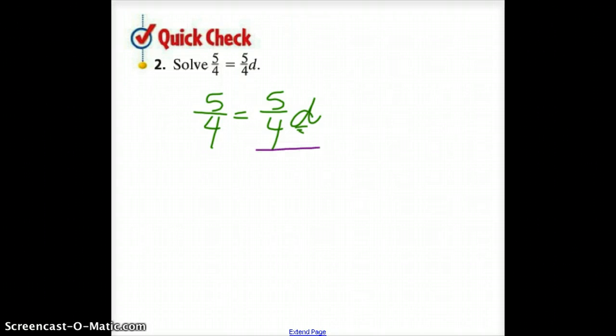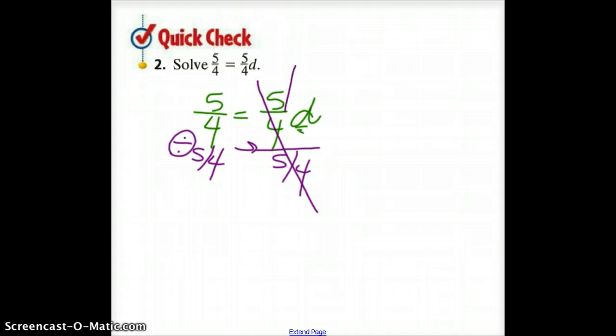One more example, just like this. 5/4 equals 5/4 times d. Well, I want d by itself, so I'm going to divide by 5/4. Now notice I wrote this one with a division sign and this one with a fraction bar. Same thing. This side cancels.